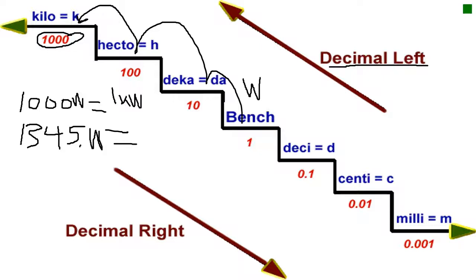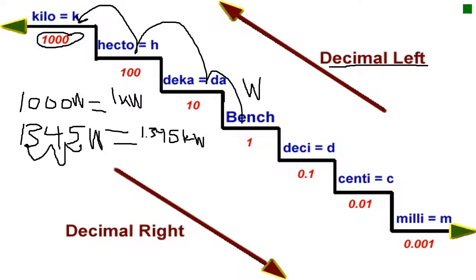So our decimal starts in the back here, and we move it over. How many steps do we go? 1, 2, 3. So we carry our decimal over 3 times to the left, and then we have 1.345 kilowatts. How do we know it's a kilowatt? Well, that's where we land, and that's what we want the conversion to be.